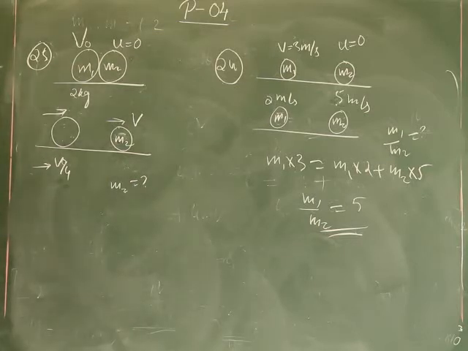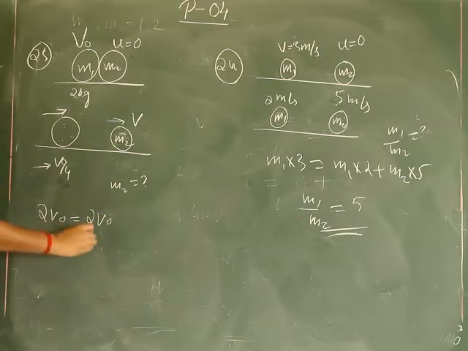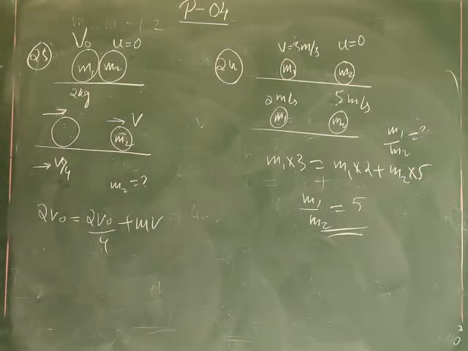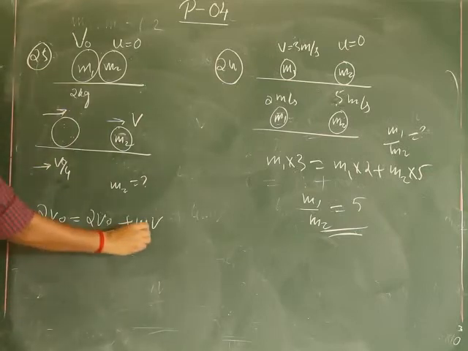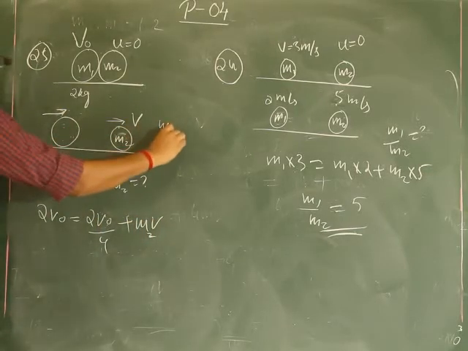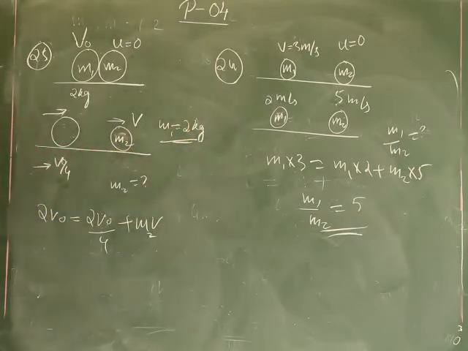Now I will apply the conservation of momentum. 2v0 equals 2v0 by 4 plus m into v. So which one is m here? The other body, right? Because the first body is mentioned in the question. So I will take m2, because m1 they have given as 2 kg in the question. Okay, you can read the question.